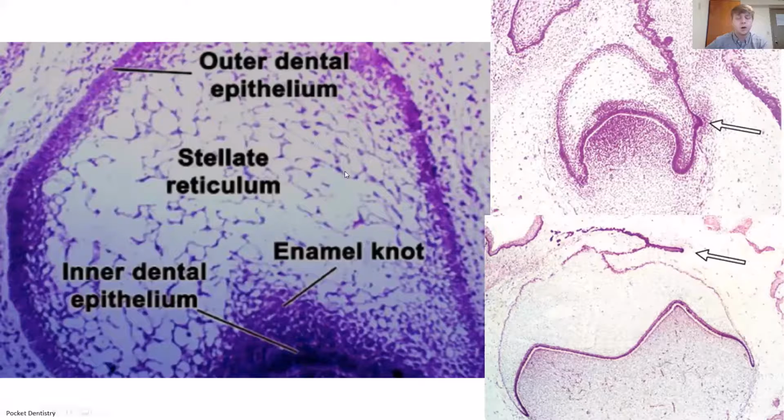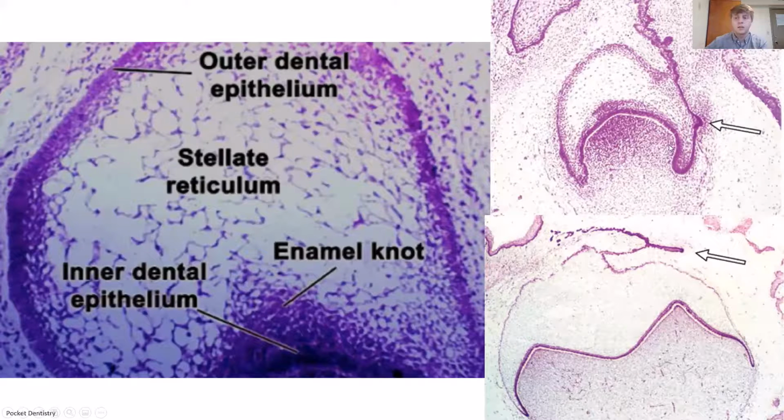So here's a picture of the columnar cells of the inner enamel epithelium and the enamel knot as well, and the cuboidal cells of the outer enamel epithelium, and also the star-shaped reticular layer. This will eventually disappear, and the stellate reticulum will go away, and the two enamel layers will meet.